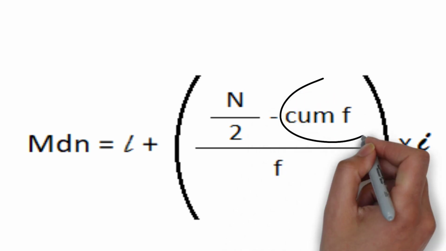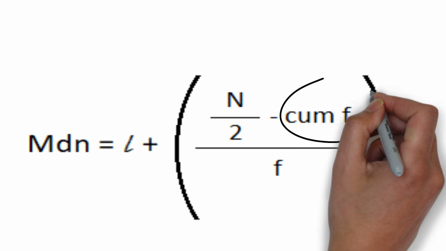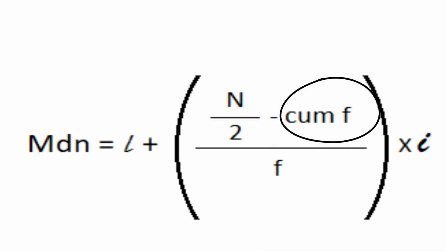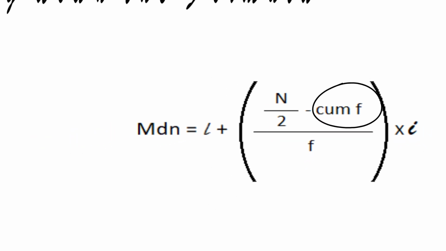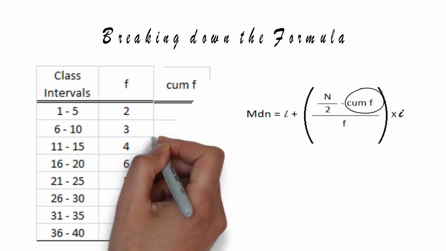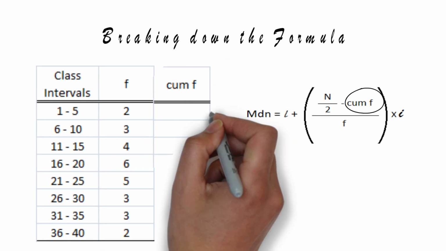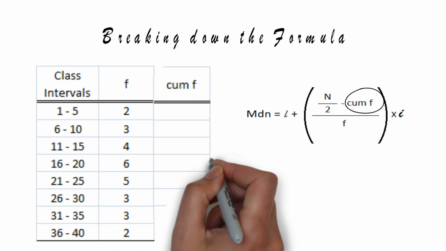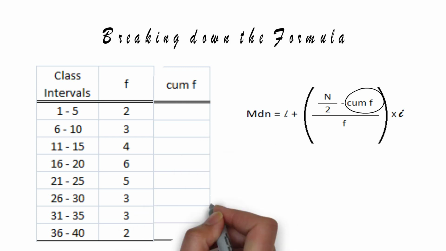CUMF or CF, short for cumulative frequency. Cumulative means increasing in quantity by successive additions. Cumulative frequency is simple enough. We keep adding the next frequency to obtain CF.